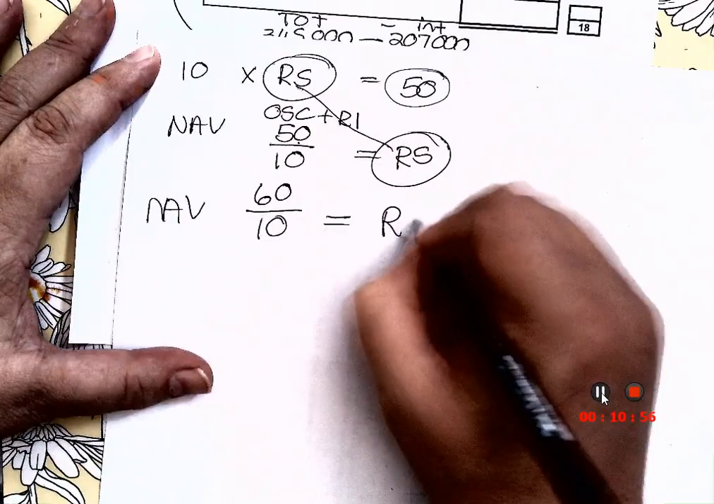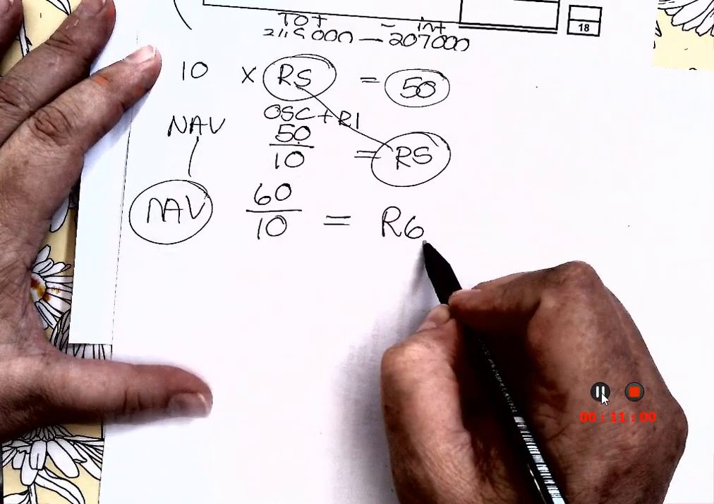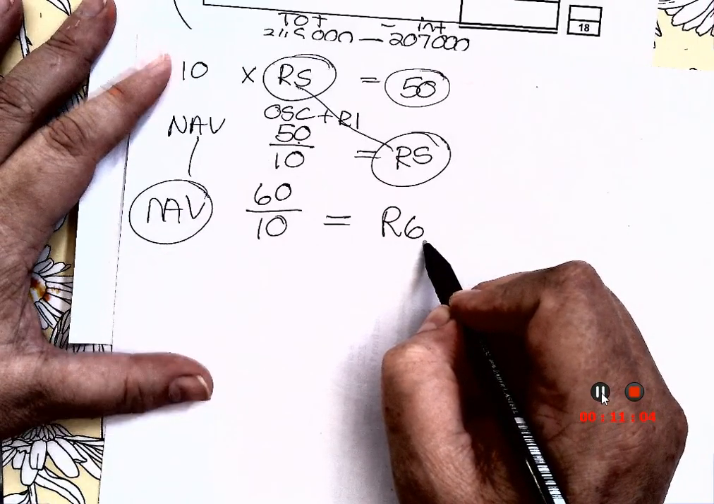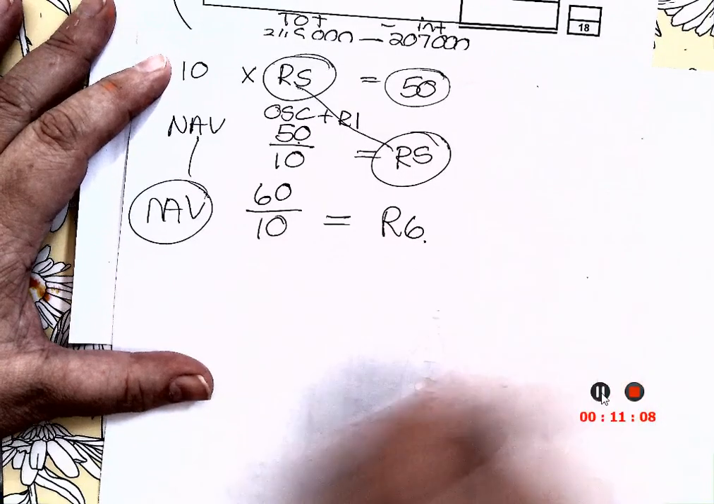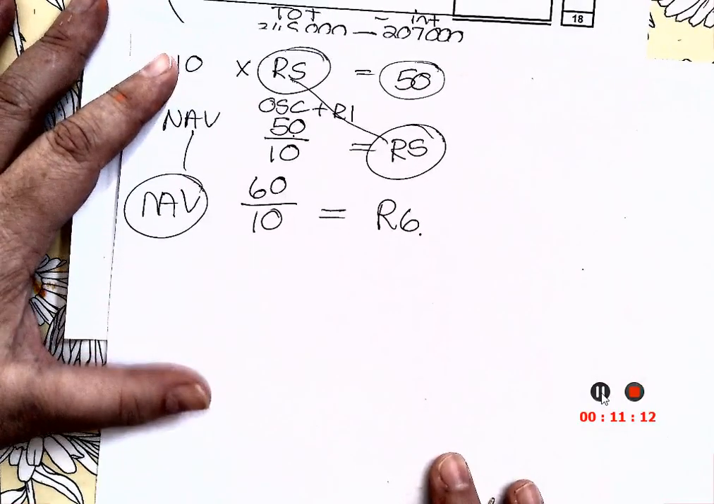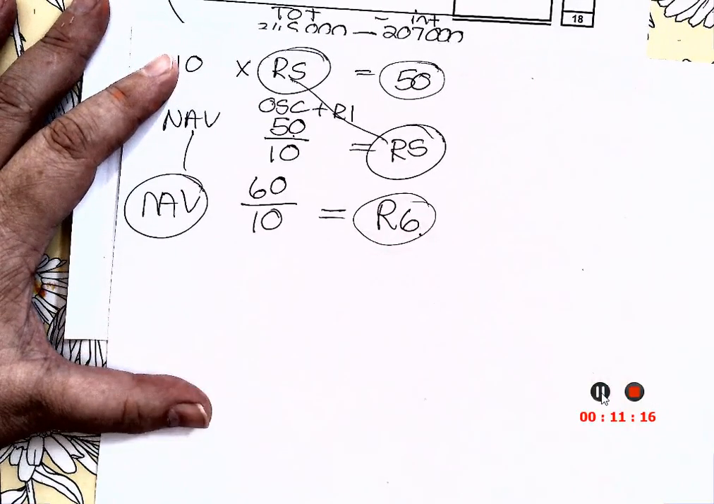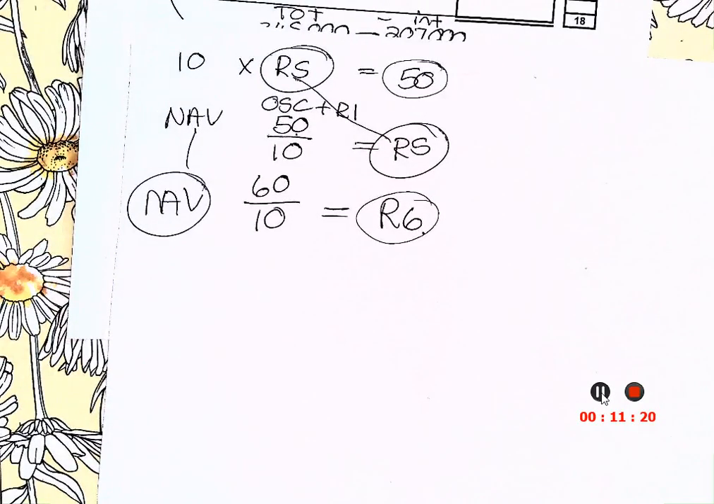Because it's the 50 rand ordinary share capital and the 10 rand retained income. Now I still only have 10 shares, but can you see now the value of my share increased because of the retained income? And that's how I link it. So now if I want to sell this share, I'm going to see if I can get more than 6 rand. Why? Because my share is actually worth 6 rand at this stage.